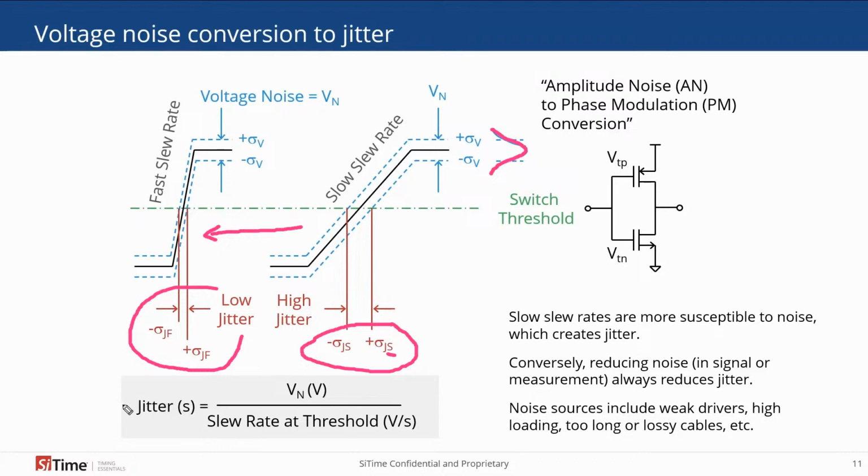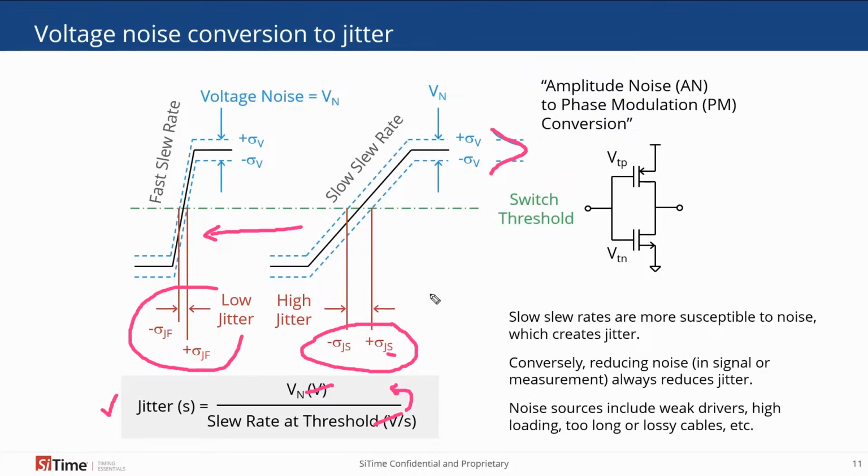And we can have a very simple equation to summarize this. The jitter is equal to the voltage noise divided by the slew rate. And we can see that the voltage units cancel out and the seconds comes on top. So jitter's measured in seconds. And this is a nice way that we can very simply think about computing jitter from an edge.